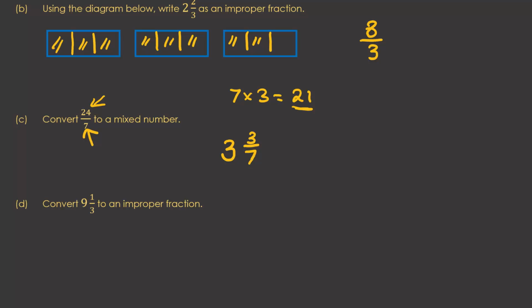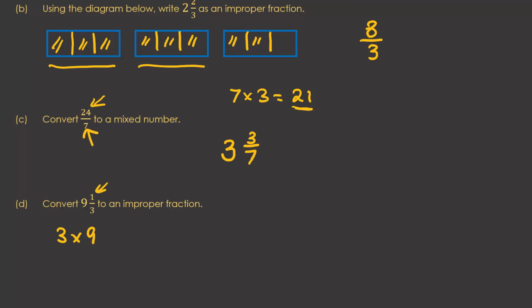Converting the other way, so going from 9 1/3 to an improper fraction, the way to do this is take the denominator and multiply it by the whole number part. 3 times 9. That's like when we shade all of these, we can see that we get 6/3 there. 6/3 is the same as 2.